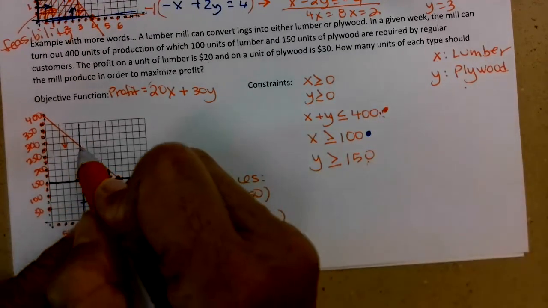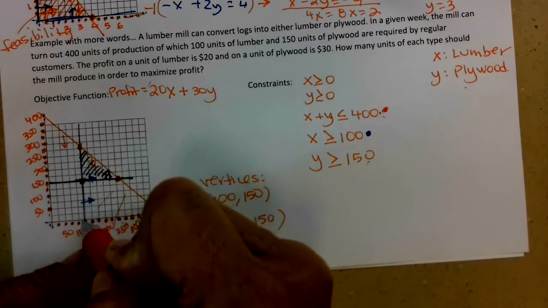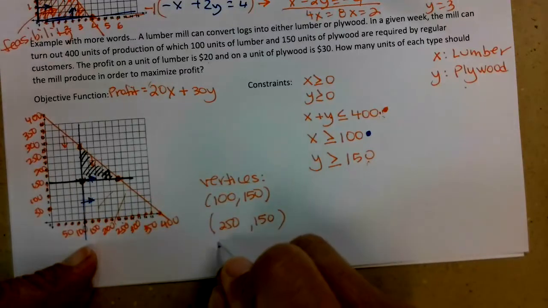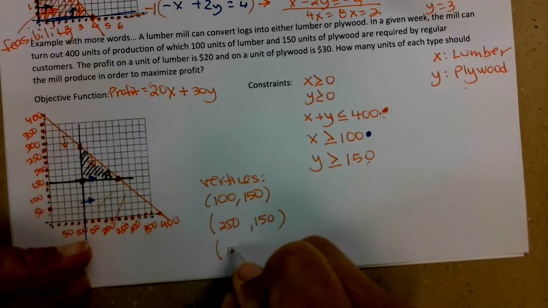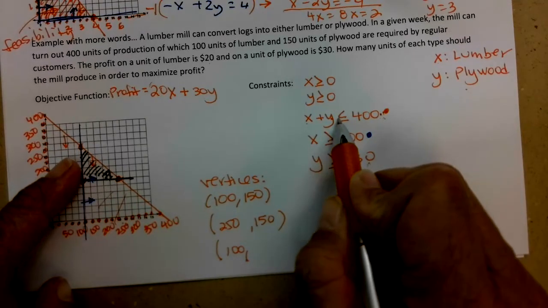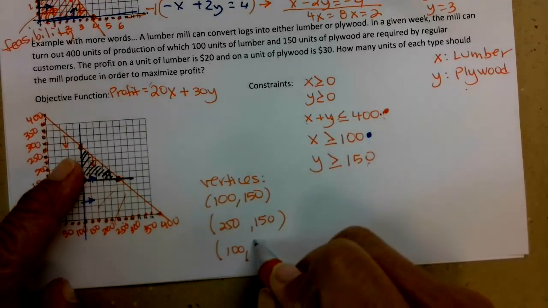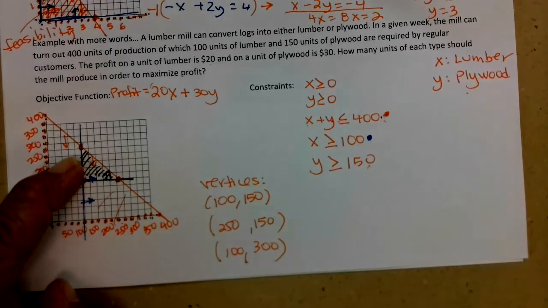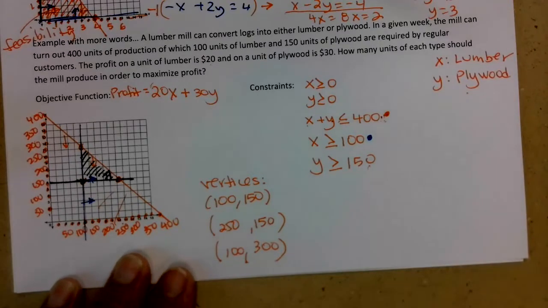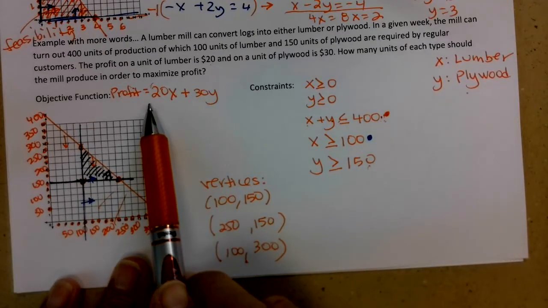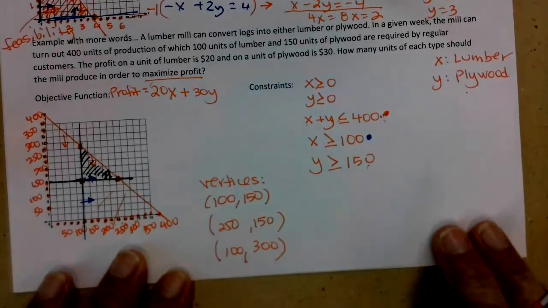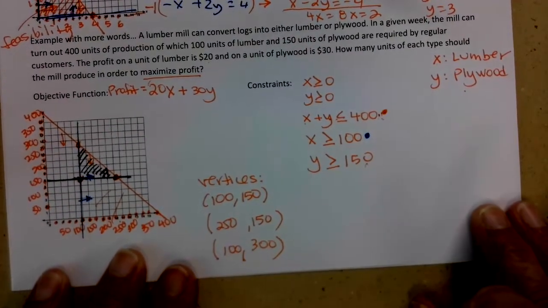And then I still have this top vertex to find. So that's on the x equals 100 line and the orange diagonal line. So the x along that line is definitely 100. And then the diagonal line, if x is 100, then y is 300. Okay. So once you have your vertices, then we plug each of those into your objective function to see which one gives us the biggest value, and that's how we should allocate our production to maximize profit.